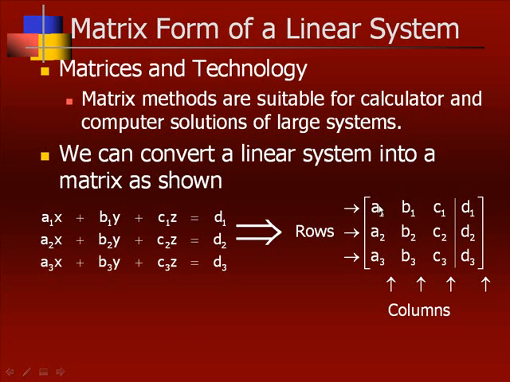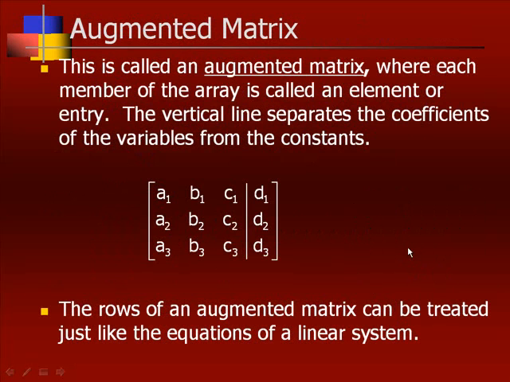So when we write it as a matrix, we just know because it's in the first column, these are the x coefficients. Because it's in the second column, these are your y coefficients, and so on. Now, this is called an augmented matrix, where each member of the array is called an element. The vertical line separates the coefficients of the variables from the constants. Now, the rows of an augmented matrix can be treated just like the equations of a linear system.